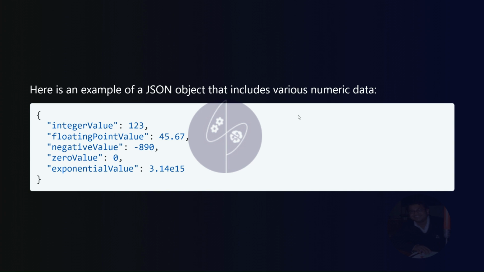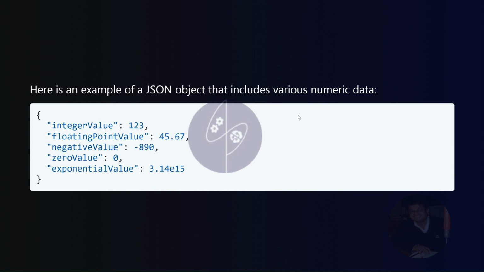Floating point value: 45.67. The key floating point value is associated with the floating point number 45.67. Floating point numbers are used to represent decimal values. Negative value: -890. The key negative value has a value of -890, indicating a negative integer. Zero value: 0. This key value pair states that the variable zero value has a value of 0. It represents the integer 0.